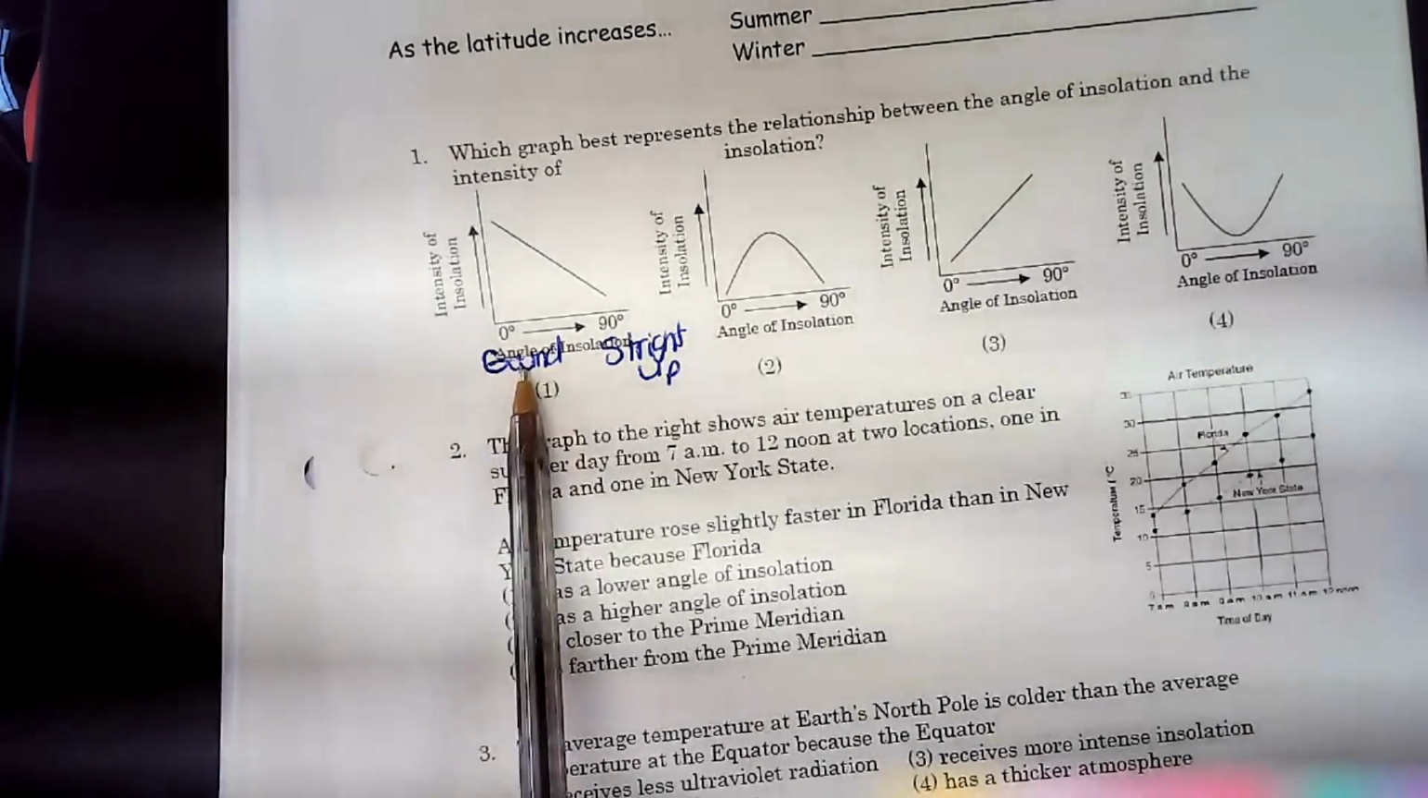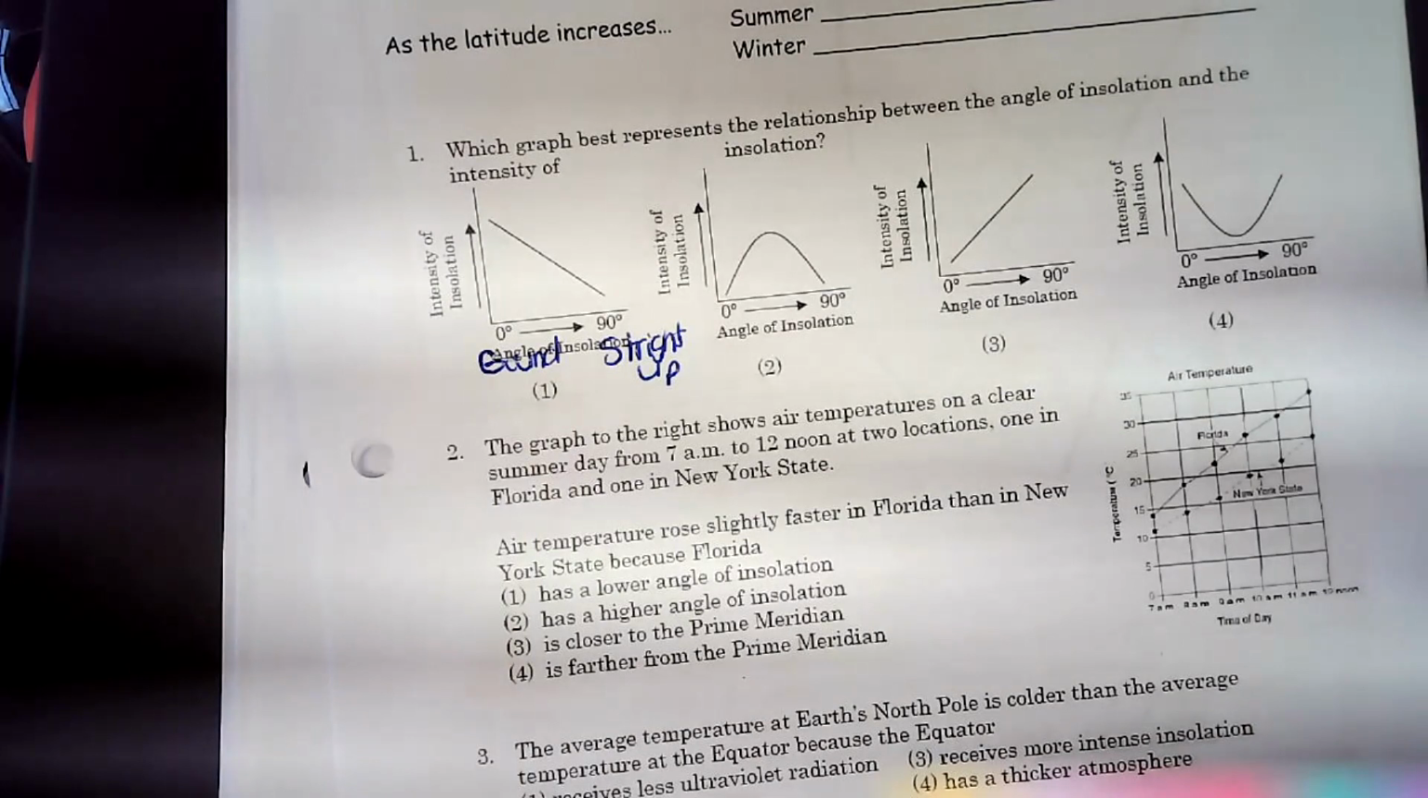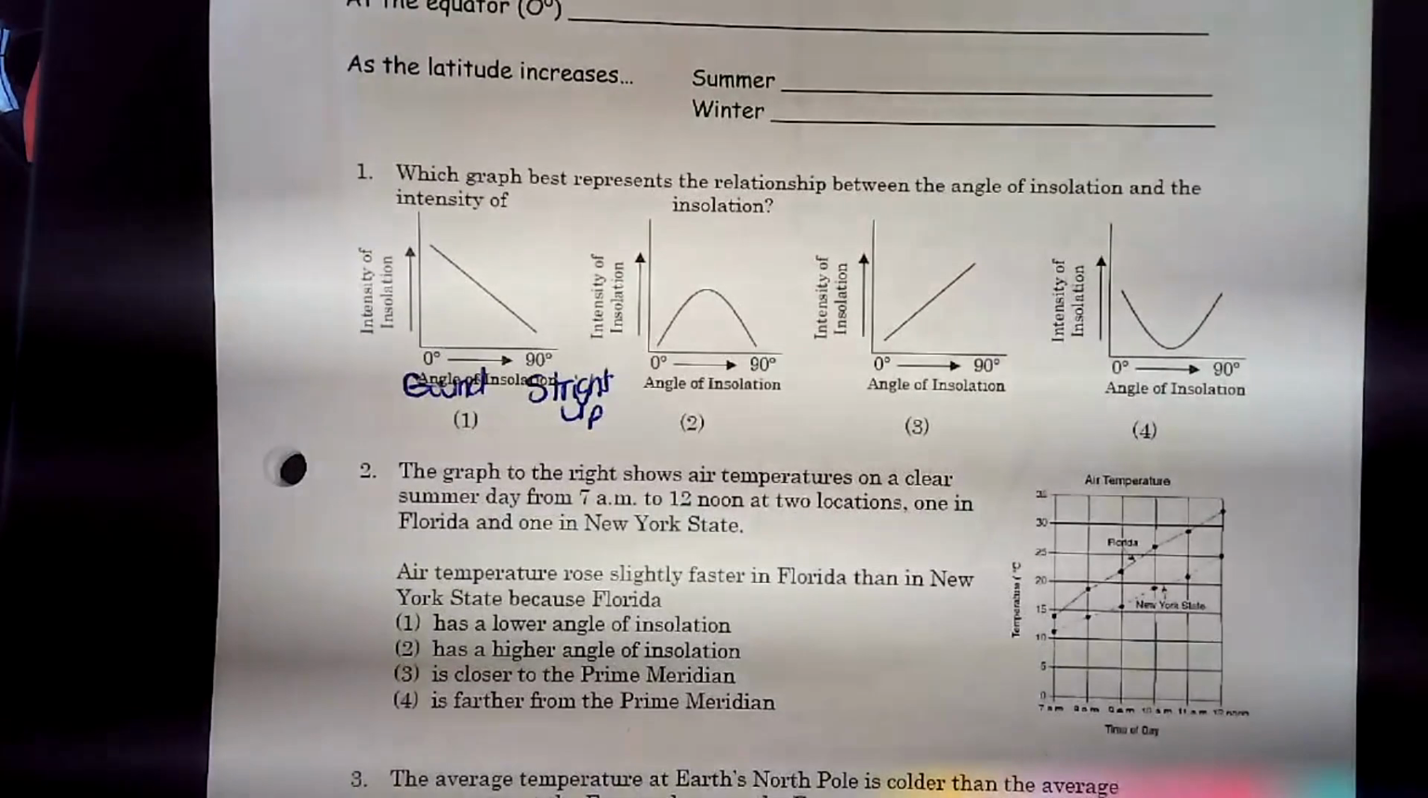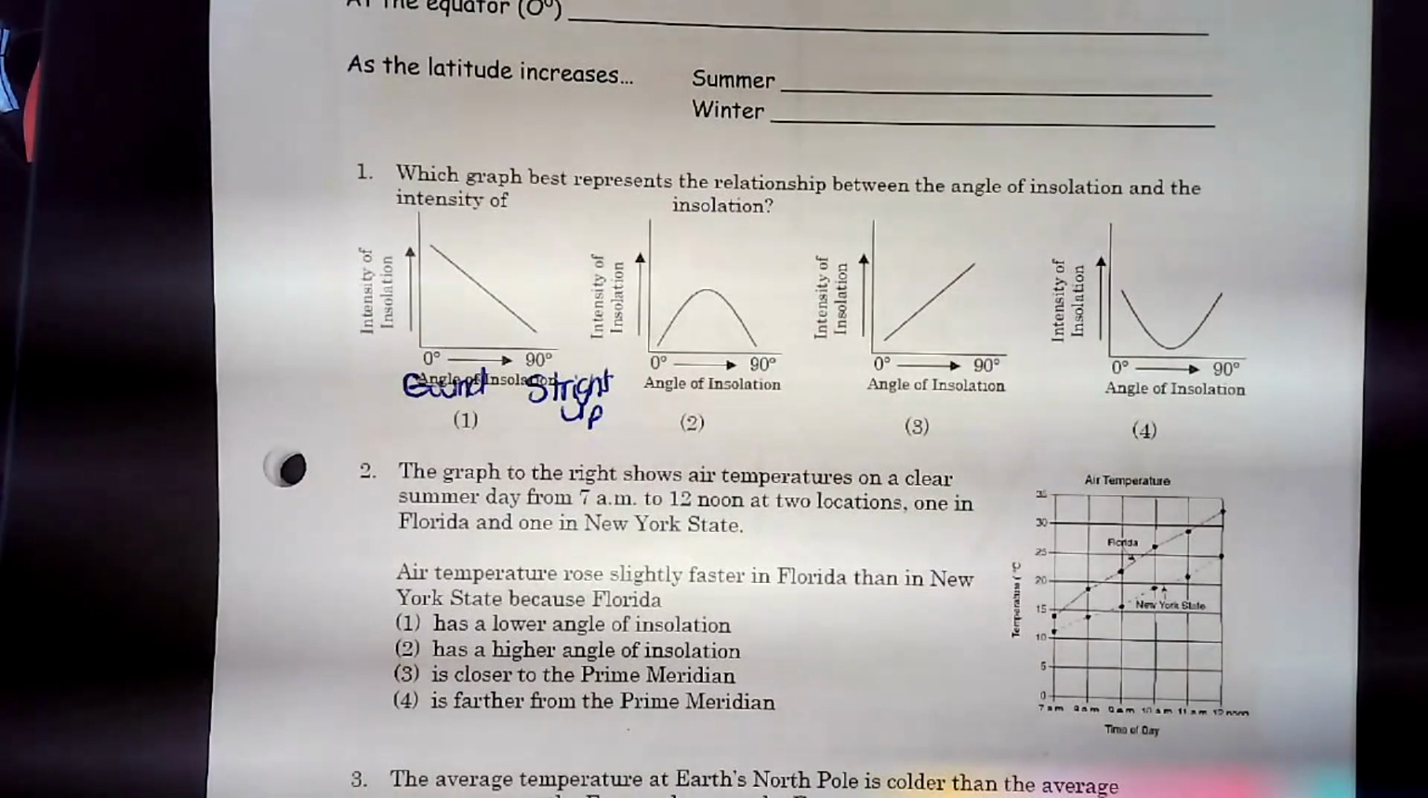So let's talk about this. When the sun is on the ground or near the ground, is the sun very intense or less intense? When the sun is near the ground, it's a low intensity. When the sun is straight above you, beating down on you, it's more intense, very intense. Which one of these graphs says that? Everybody stop and think. Which graph says when it's at the ground, it's not intense, and when it's straight up, very intense? Show me with your fingers.